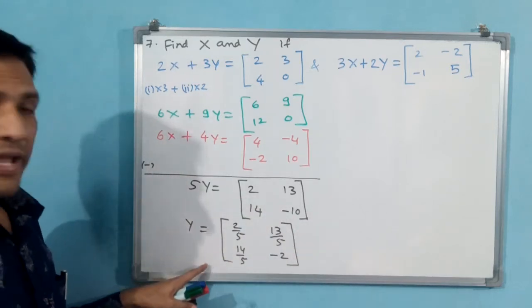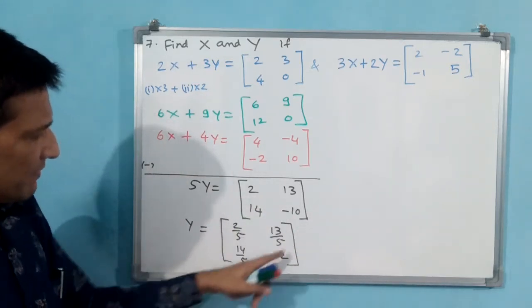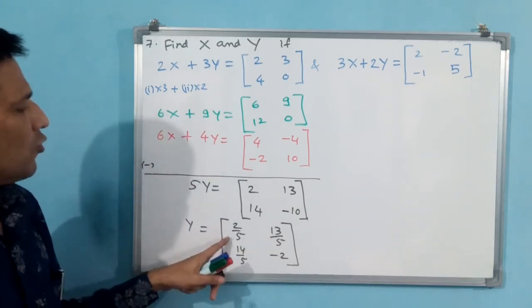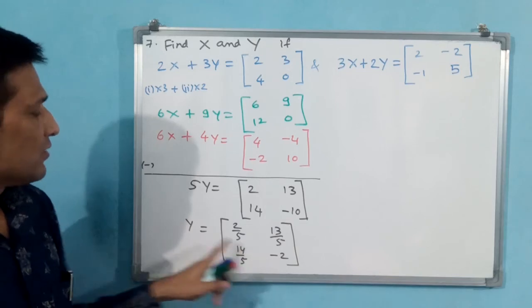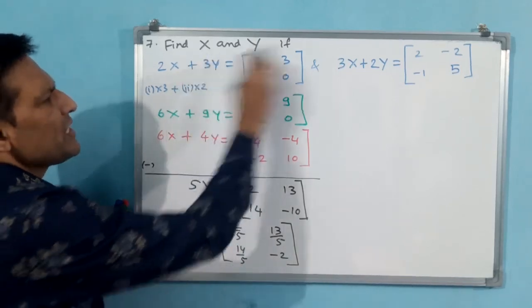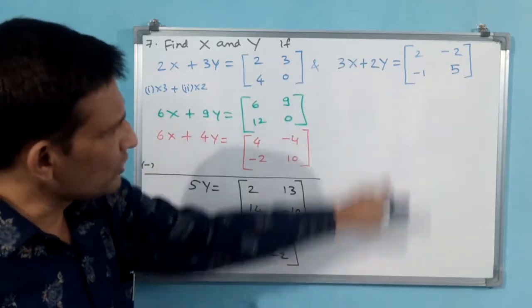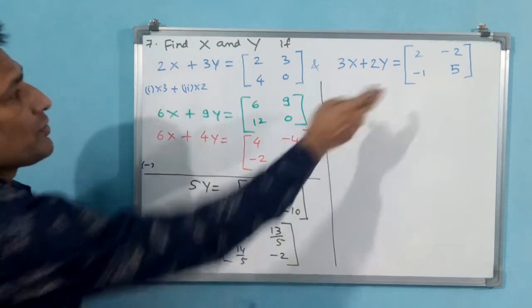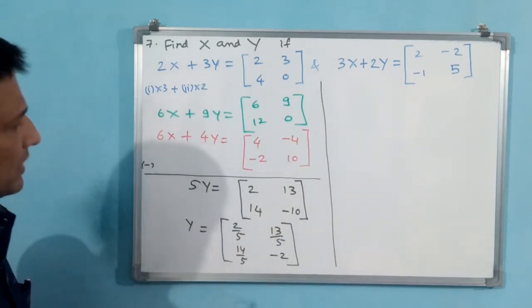Now you received y. Don't get confused that a fraction has come, whether the answer is correct or not. Don't worry, this is correct only. 2 by 5, 13 by 5, 14 by 5, minus 2. This is y. Now this y you substitute into any one equation. You substitute in this only. Okay, let us do it now.